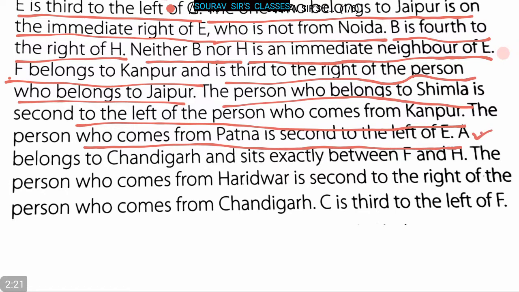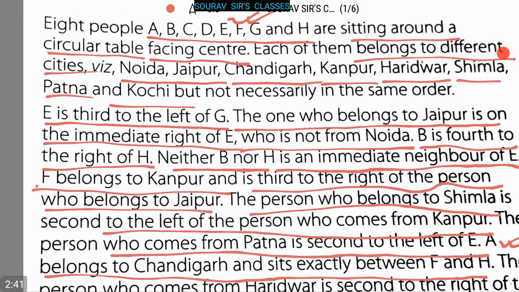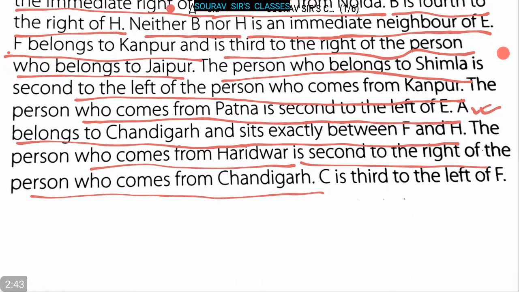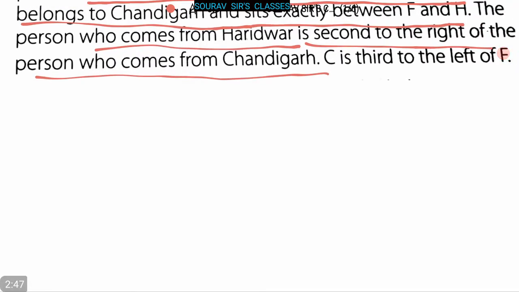A belongs to Chandigarh and sits exactly between F and H. Now the person who comes from Haridwar is second to the right of the person who comes from Chandigarh. C is third to the left of F. So enough information is given, and on the basis of this information, at first let's make a seating arrangement of these 8 people.